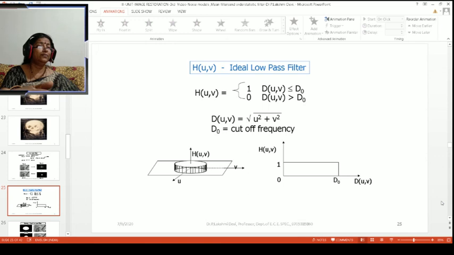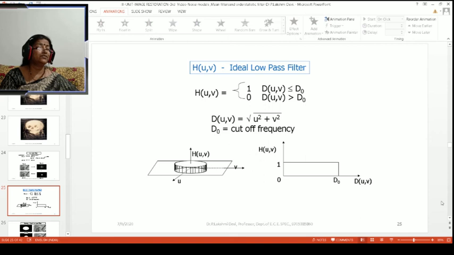So here you can observe the ideal low pass filter and the high pass filters. How do we define the ideal low pass filter transfer function? h of uv is equal to 1 if d of uv is less than or equal to d naught, and 0 if d of uv is greater than d naught, where d of uv is equal to the square root of u squared plus v squared. D naught is the cutoff frequency.